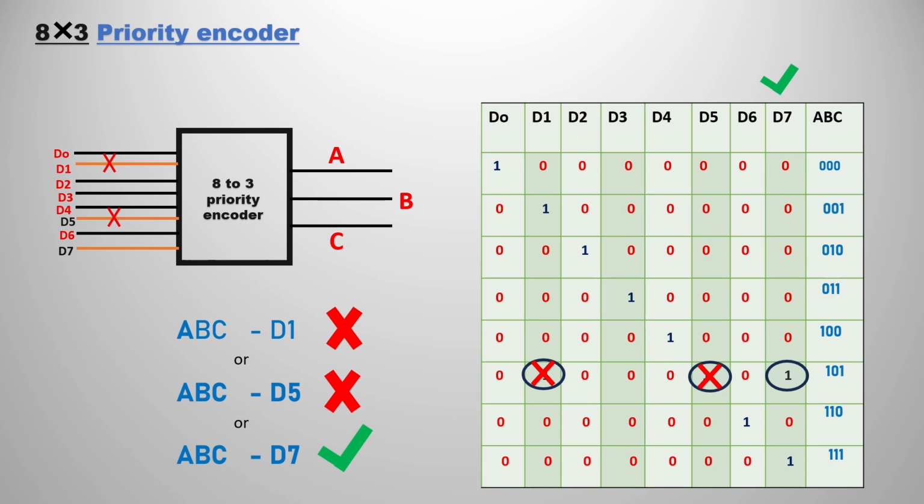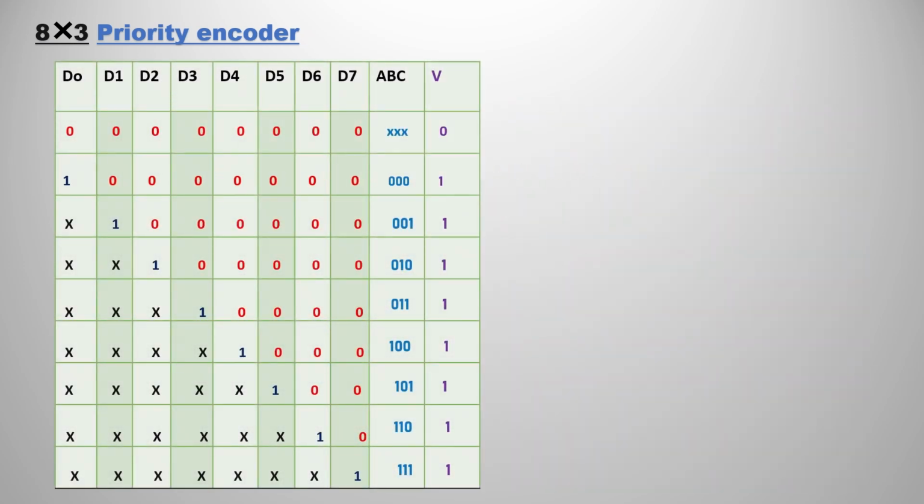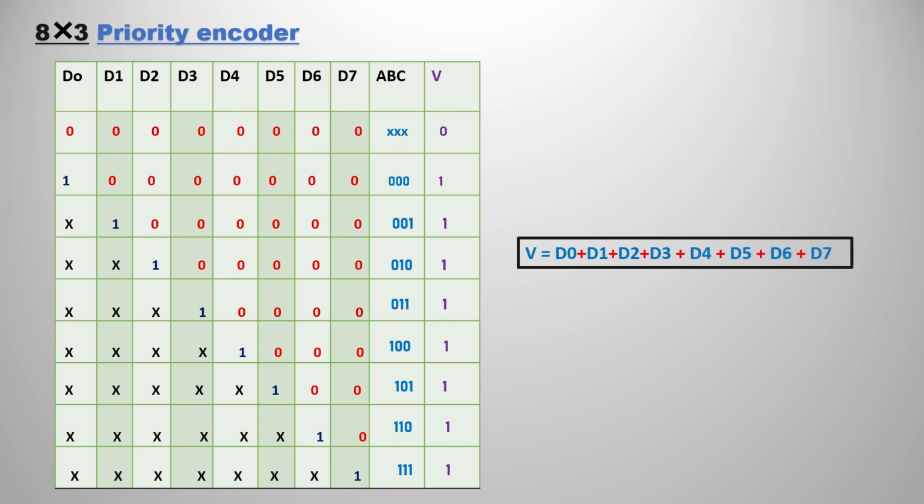Whichever one is the highest priority, that is our final output. I hope you are understanding the 8x3 priority encoder. So we understood the basic overview of the priority encoder in 8x3. Now let's understand it in depth.